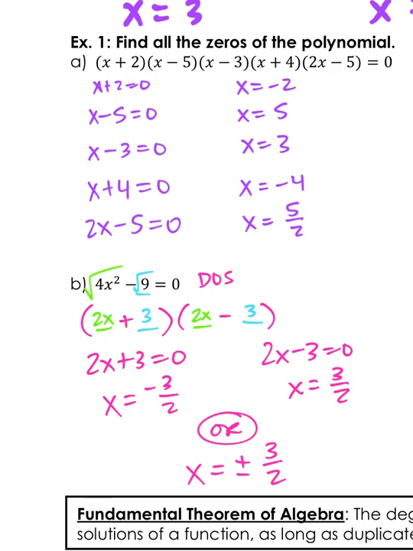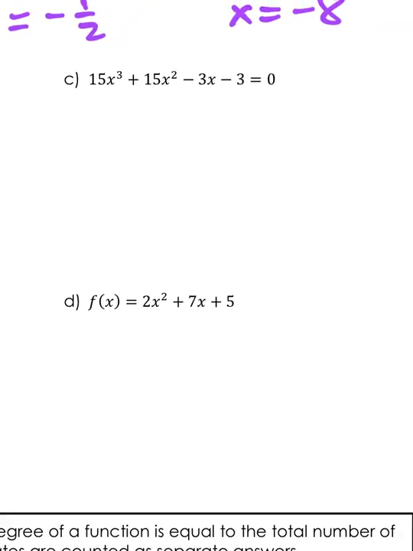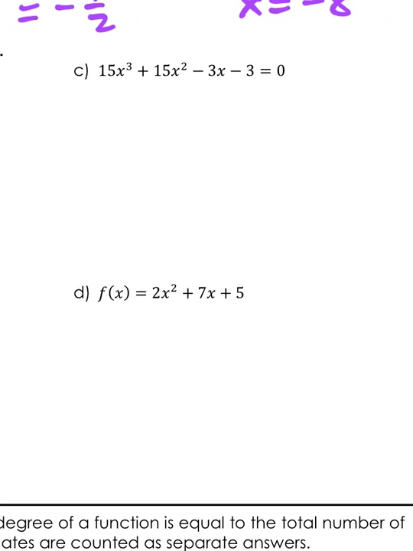For C, remember we always want to start off and see if there's a greatest common factor. All of these terms divide by 3. So that's the first thing I'm going to do, I'm going to go ahead and take the greatest common factor out. So I'm going to divide by 3. That leaves me with 5x to the third plus 5x squared minus x minus 1. Now I've got 4 terms, so the type of factoring I'm going to do is going to be grouping.